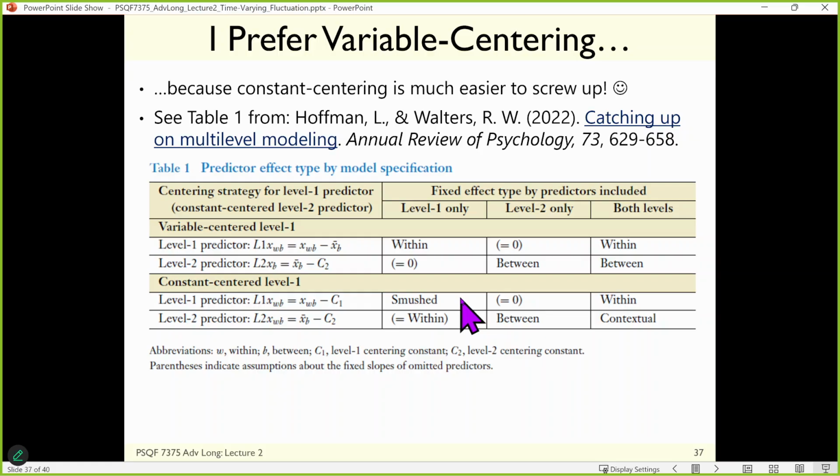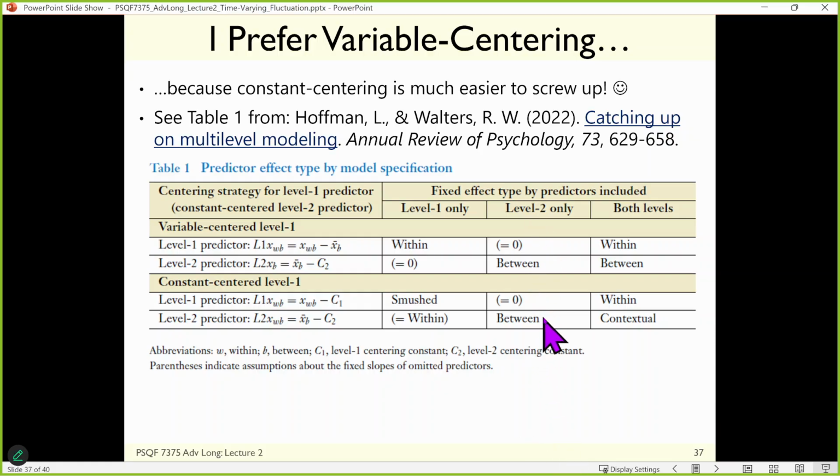Cool. Now under constant centering, if you put in level 1 all by itself, you are putting in a smushed effect, meaning that the between effect that's implied by the model is supposed to be the same as the within. So here, leaving something out doesn't mean that it's 0. It means that it's the same as what happens at level 1. The context effect for the difference is 0. That's what this is saying. So a smushed effect is saying within and between have the same effect, or there's no context effect for how they differ. You can explain it either way.